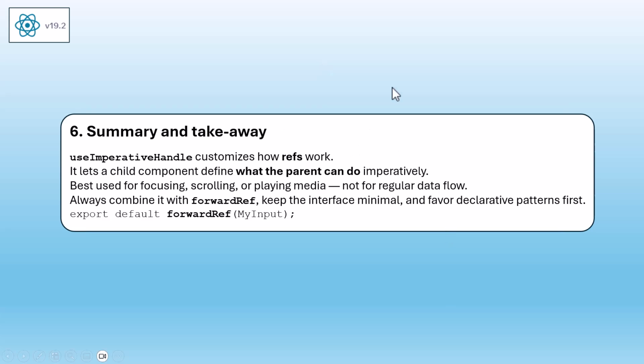6. Summary and takeaway. To wrap up, useImperativeHandle is a hook that gives you control over how a component exposes functionality to its parent via refs. It's about defining a custom handle, an object with whatever methods or fields you choose, rather than exposing everything. It's best used when you need a controlled imperative interface for a component, and when the behavior cannot be expressed cleanly with props alone. Use it sparingly, document the interface you expose, manage dependencies carefully, and prefer declarative alternatives when possible.